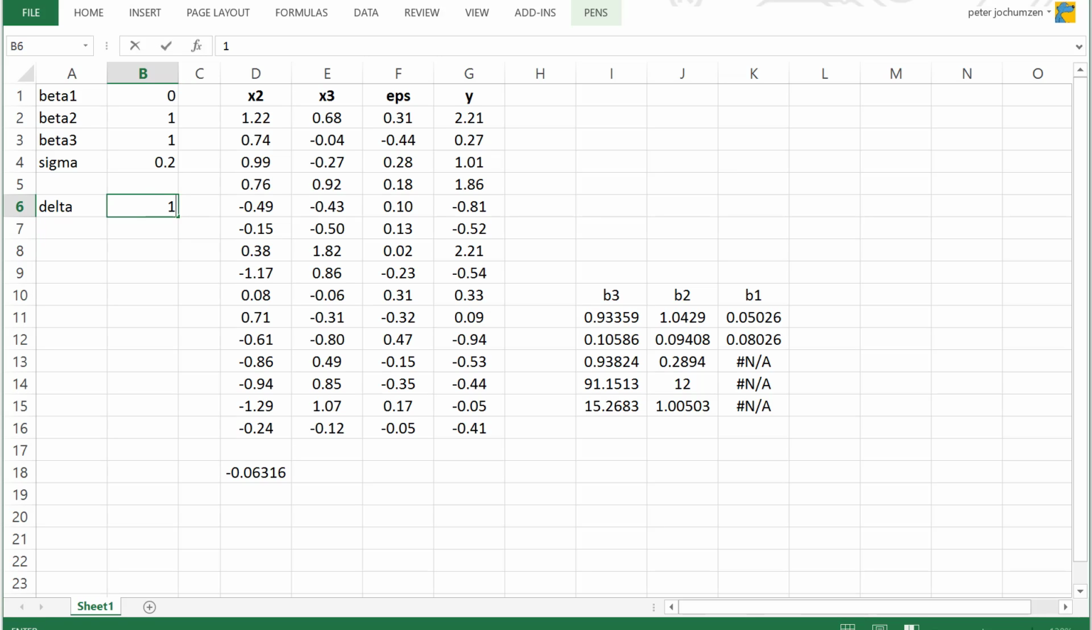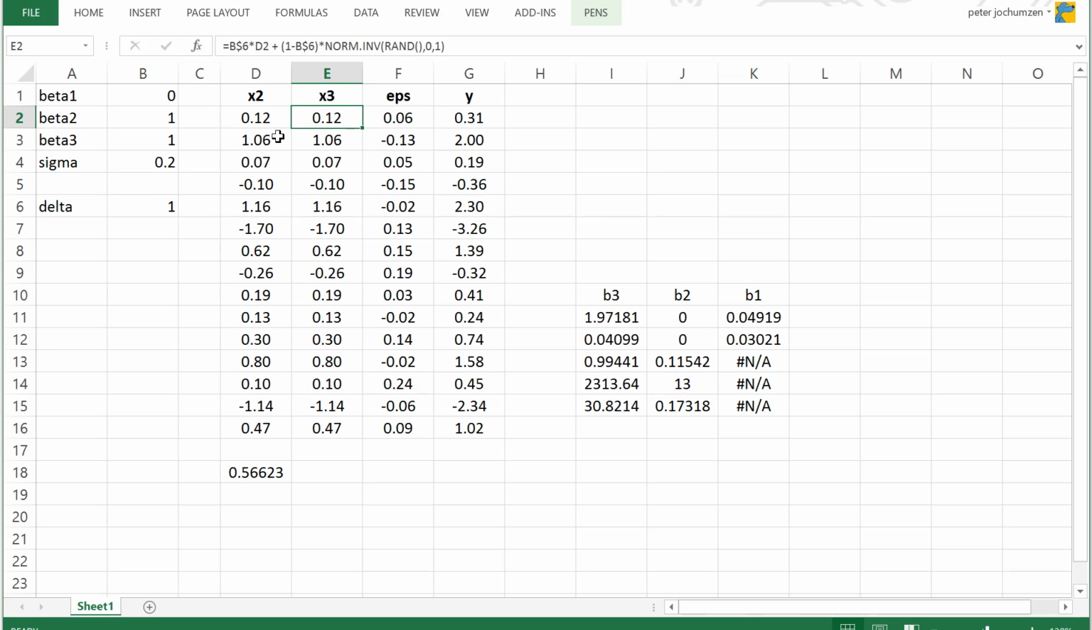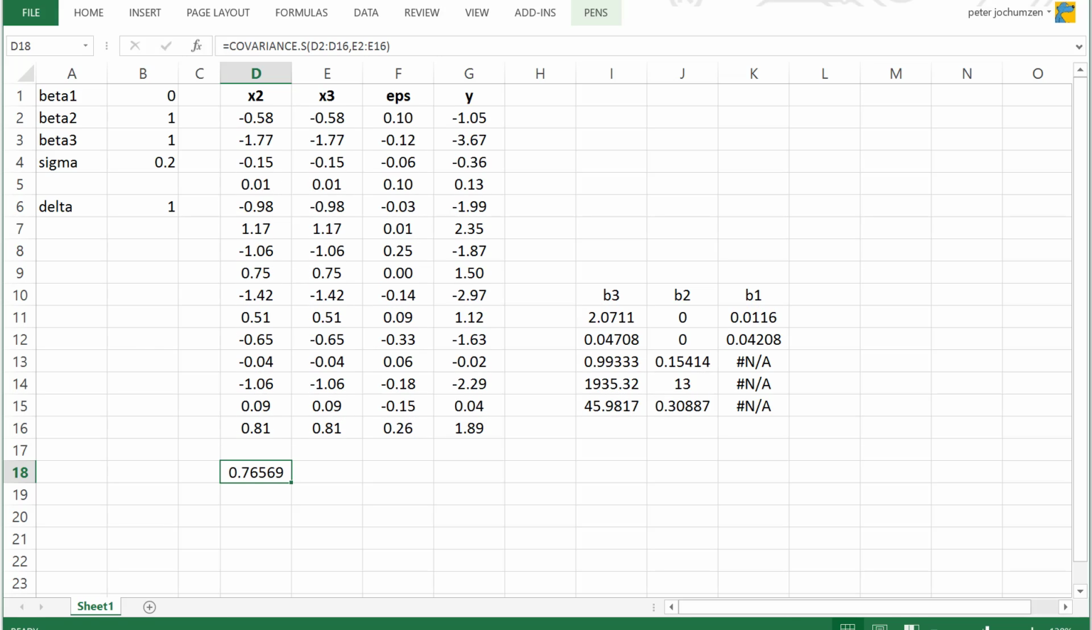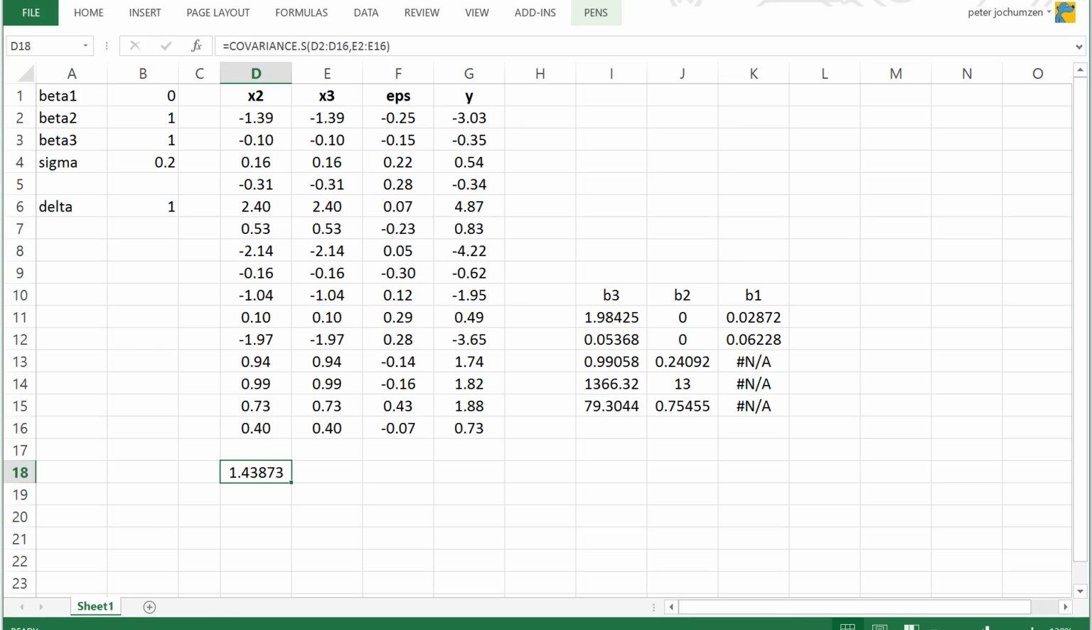When I set it to 1, then you can see that these two become equal. Then there's a perfect dependence between x2 and x3. For this case, the sample covariance will be equal to the sample variance. Pressing F9, you'll see that this is on average now 1, even though it's typically pretty far from 1 because we have so few observations, which doesn't really allow the sample covariance to estimate the true covariance particularly well.